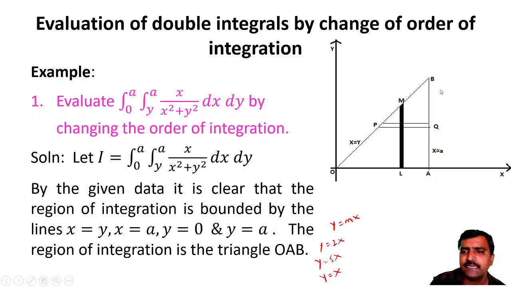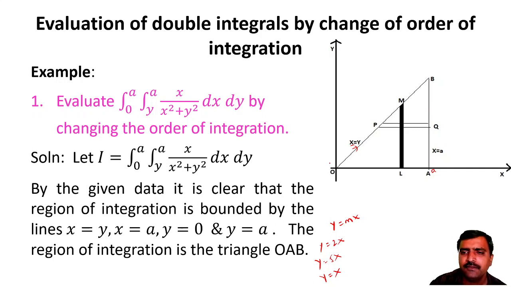So this is the straight line y is equal to x. Then x is equal to a: x is equal to a constant is a straight line, always parallel to the y-axis. We don't know where a is, so let us mark some a here. So this is the straight line x is equal to a, parallel to the y-axis.